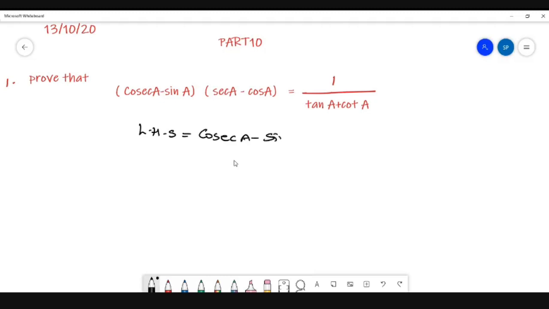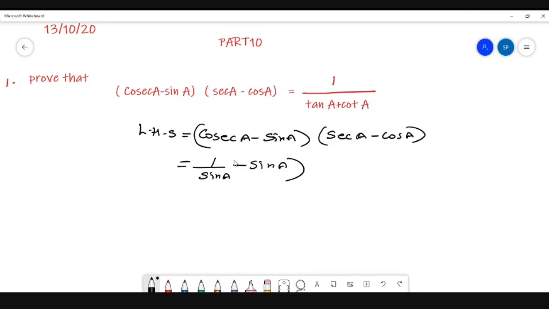Now we have the left hand side of the equation as (cosec A minus sin A) into (sec A minus cos A). This is equal to, now we can convert this. Cosec A is the reciprocal of sin A. Sec A is the reciprocal of cos A. So we can convert it as (1 by sin A minus sin A) into (1 by cos A minus cos A).